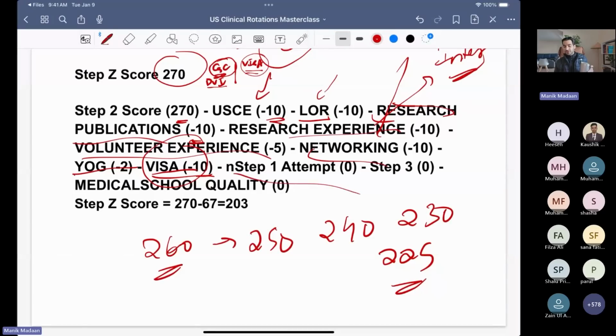No Step 1 attempts, that's good, so you get a 0 in negation. Step 3, you gave Step 3 and you get a -0 because of that. And your medical school quality is top notch, which is why we're not going to subtract anything from your score. So your 270 just had a -67 to it. We subtracted 67, and your 270 went to a 203. And this is what every applicant is judged on, which is their STEPZ score, which is 203, not their 270.